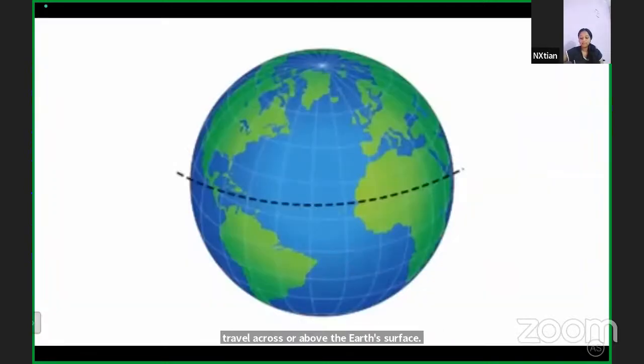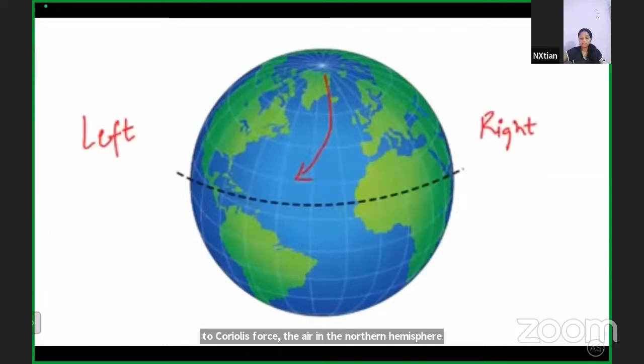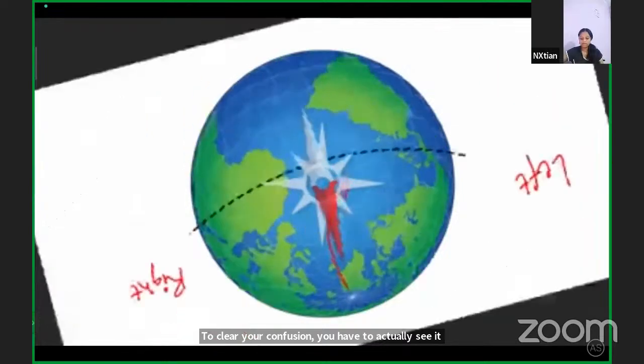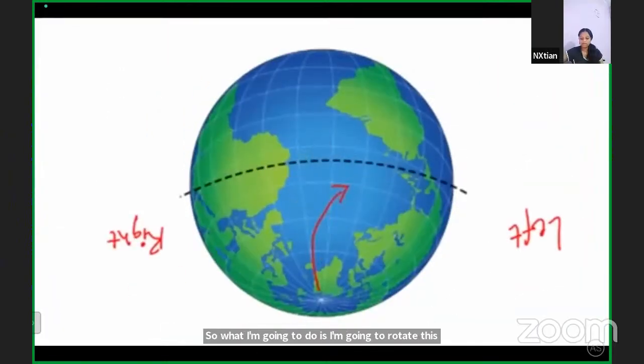Due to Coriolis force, the air in the northern hemisphere gets deflected to the right side. Now you might think, no, that is going towards the left side. But then I said the air is going to curve to the right side in the northern hemisphere. To clear your confusion, you have to actually see it from the direction in which the wind is moving. So what I'm going to do is rotate this picture, and now put yourself in the path of the wind. Now you will be able to see that the air in the northern hemisphere curves to the right while moving from high pressure to the low pressure area.